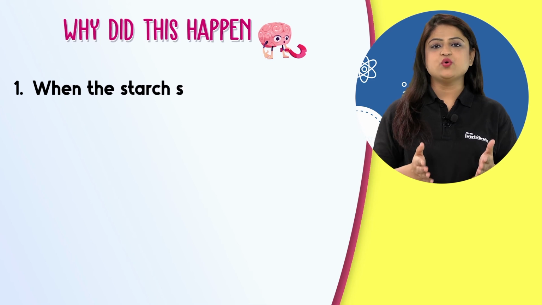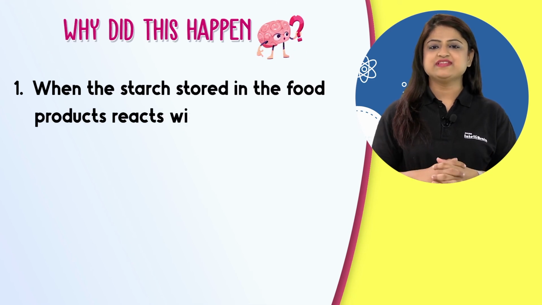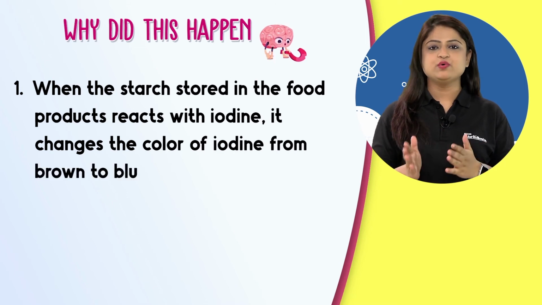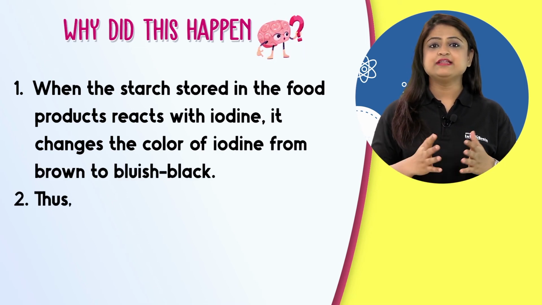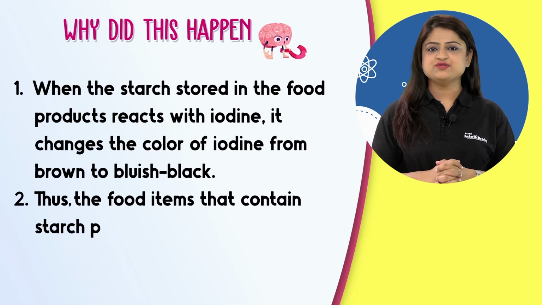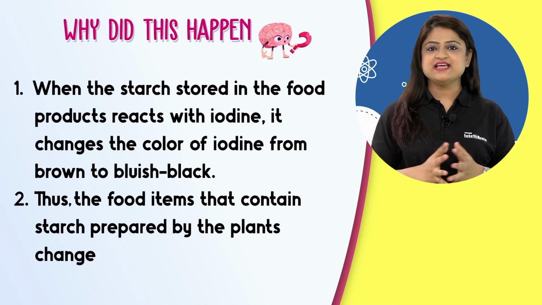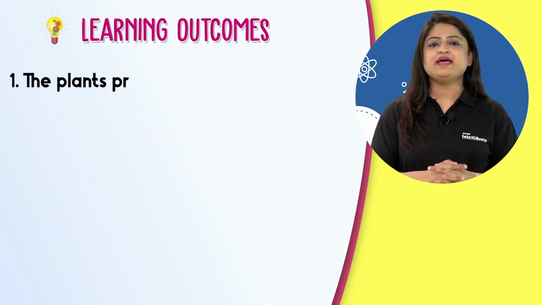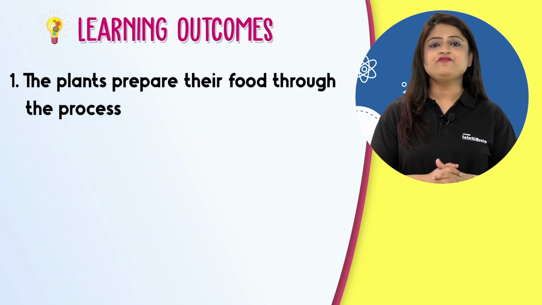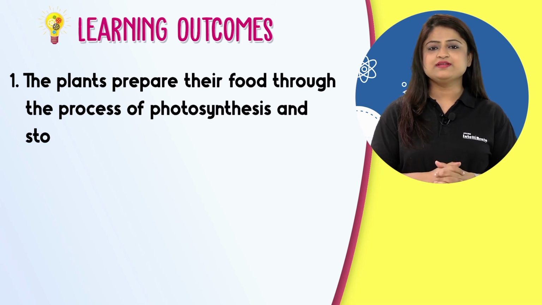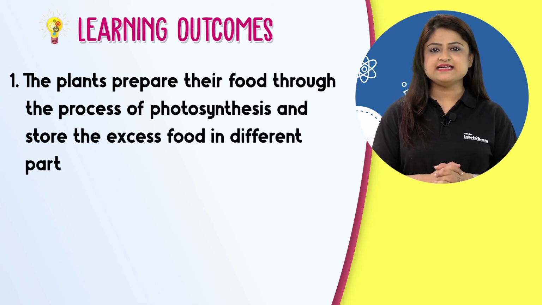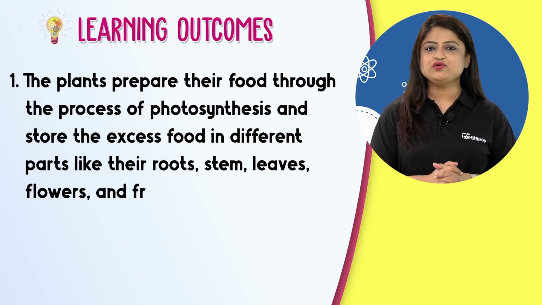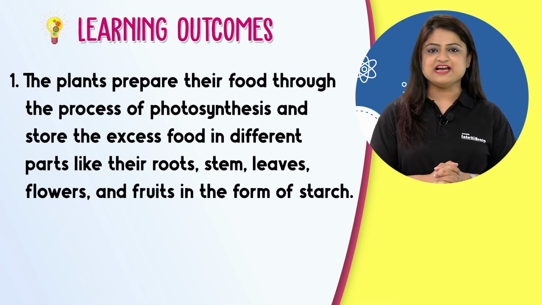When the starch stored in the food products reacts with iodine, it changes the color of iodine from brown to bluish black. Thus, the food items that contain starch prepared by the plants change their color upon reaction with iodine. The plants prepare their food through the process of photosynthesis and store the excess food in different parts like their roots, stem, leaves, flowers and fruits in the form of starch.